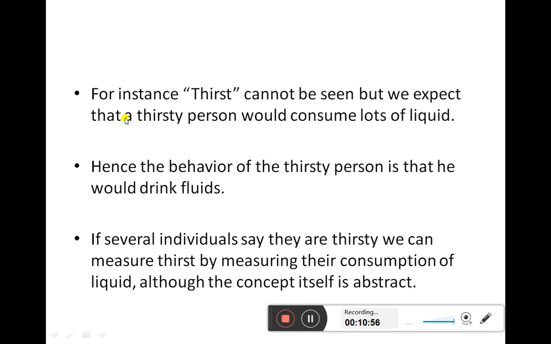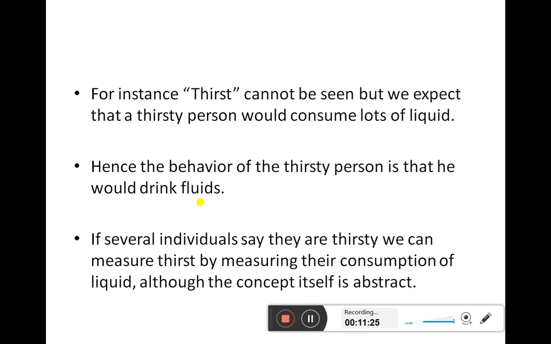Suppose, for instance, the example of thirst. Thirst cannot be seen, but we expect that a thirsty person would consume lots of liquid. Hence the behavior, the action of thirst, is that he would drink fluids. He will definitely take a liquid. Like for example, they are thirsty. Thirst is a variable.